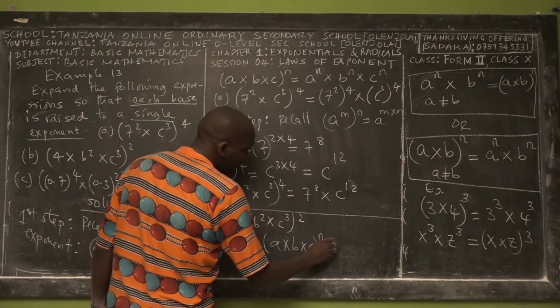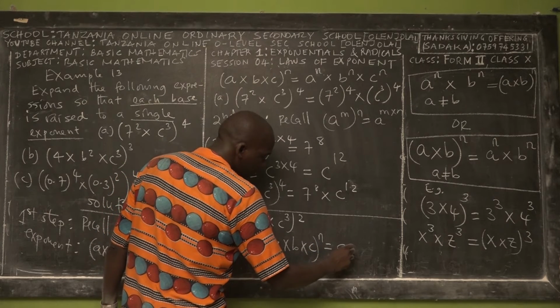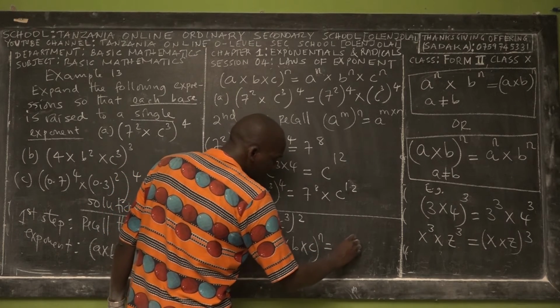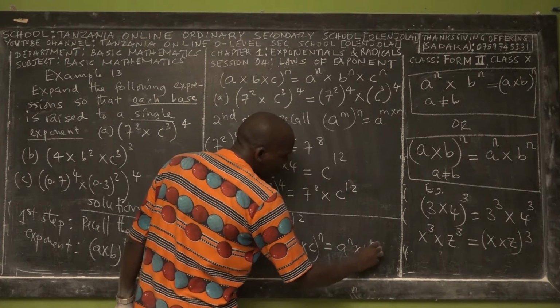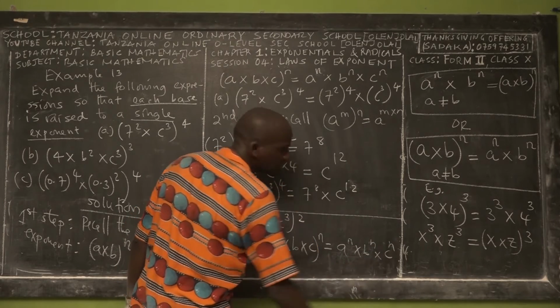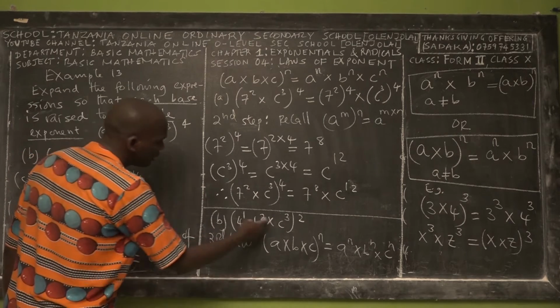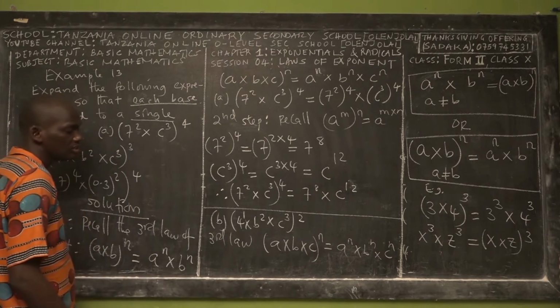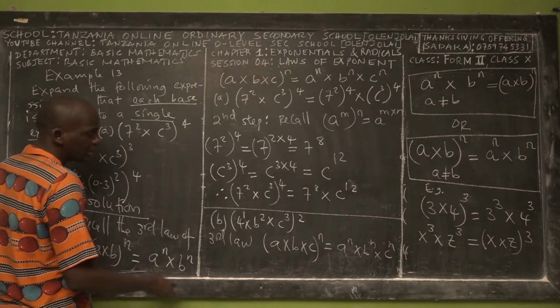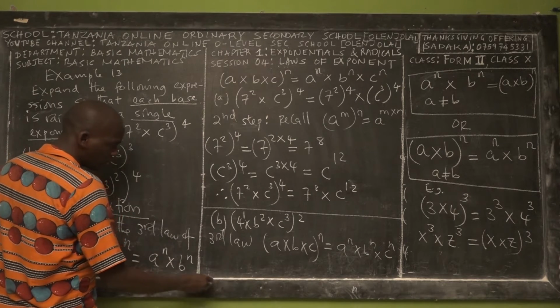For instance, (a times b times c) power n is equal to what? A power n times B power n times C power n. Are we together? Yes. But these exponents are not bases. So because of the exponent, we say that with this law it is equal to what?